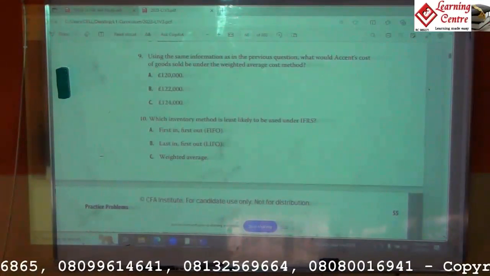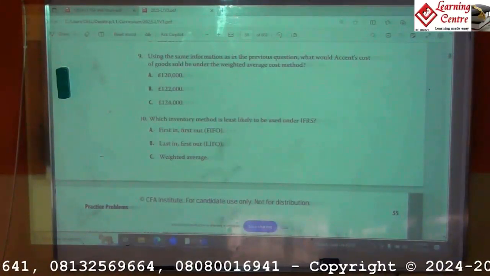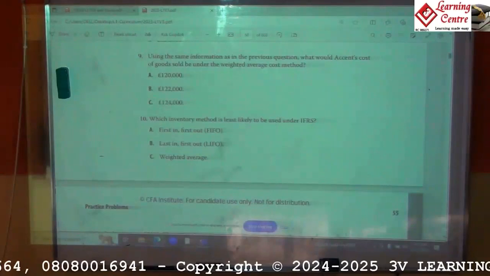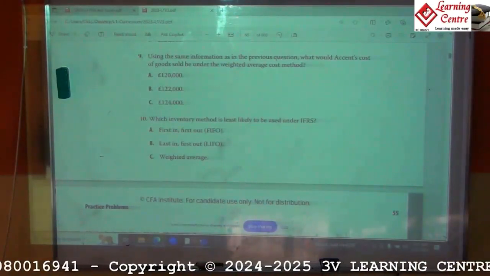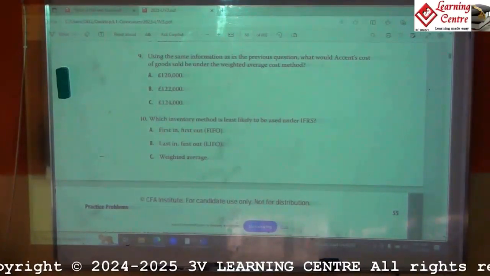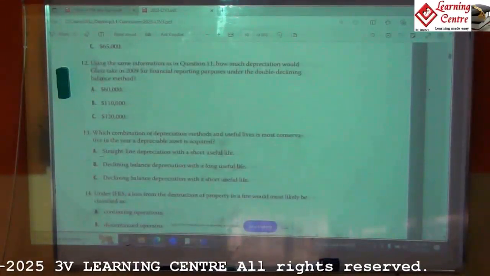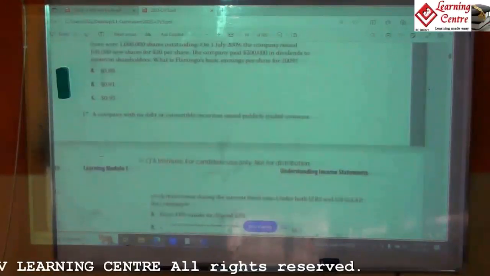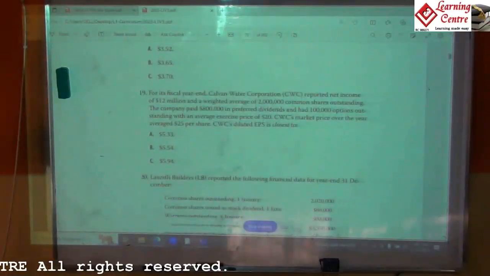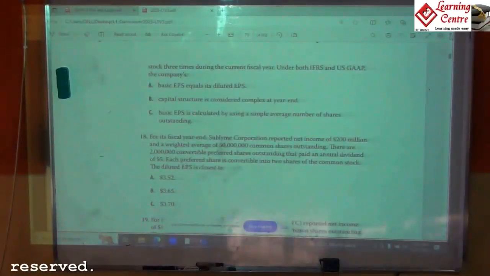Which inventory method is least likely to be used under IFRS? Least likely, not least unlikely. Okay, so these are the basic elements. Let's just do one more and confirm, then we'll move into balance sheet straight up.